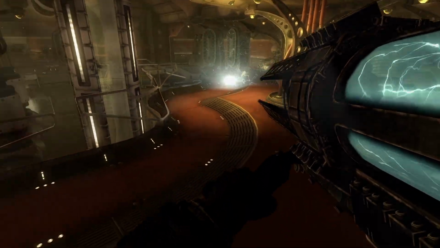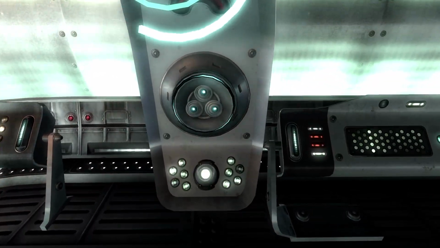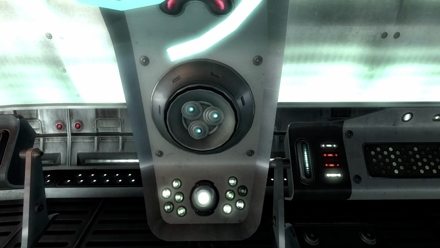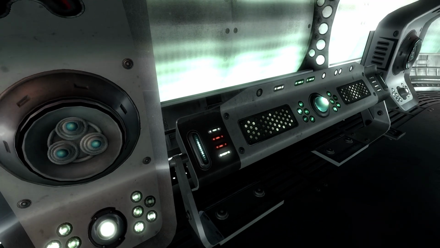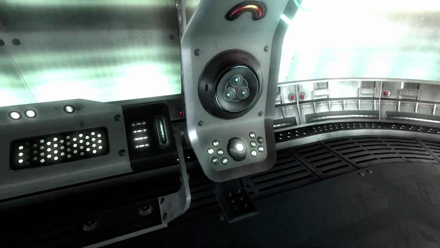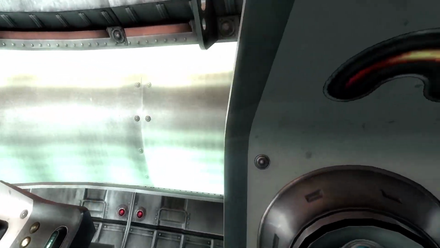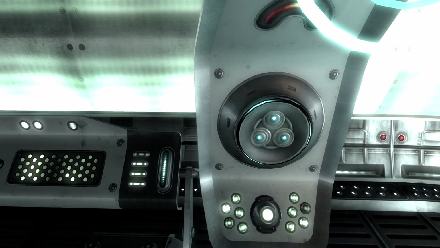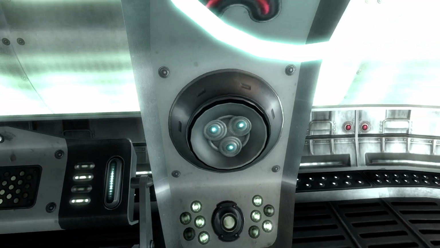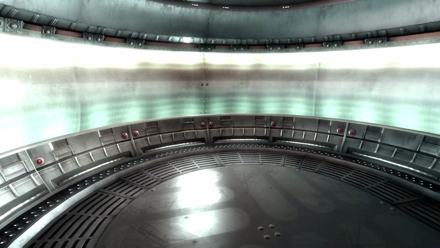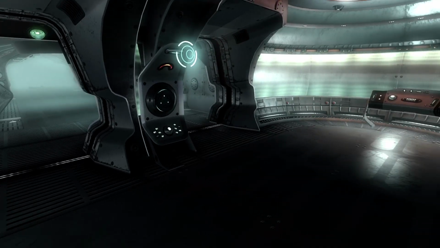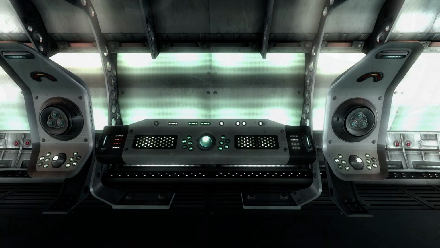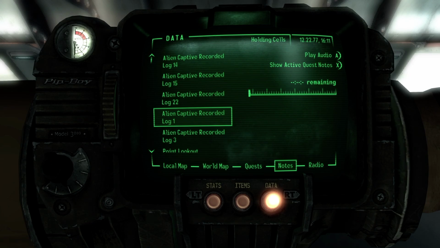So we have this event from 1697. Andrew Endicott is abducted by aliens from his home in Salem. This comes from Fallout 3. Maybe this was a hint towards where things were going to go destination-wise, like focus on the cities and the locations from Fallout 3 to Fallout 4. And the evidence here is from an alien captive recorded log. This is log number 1.